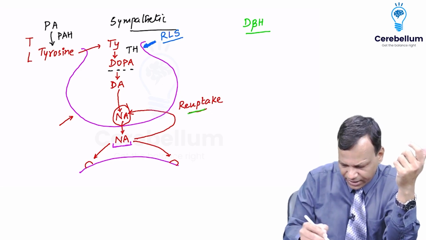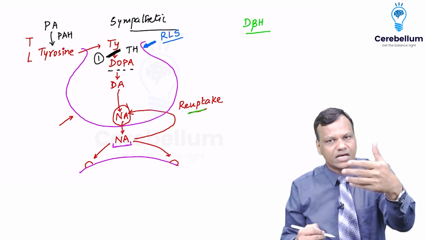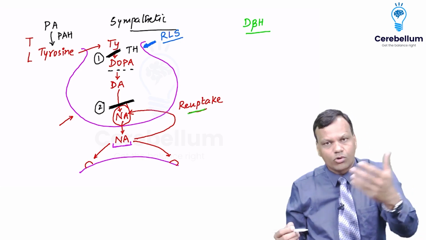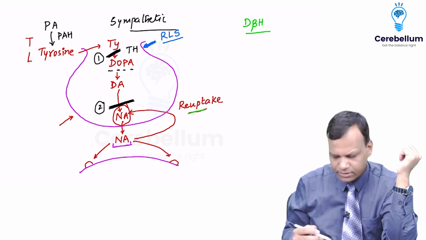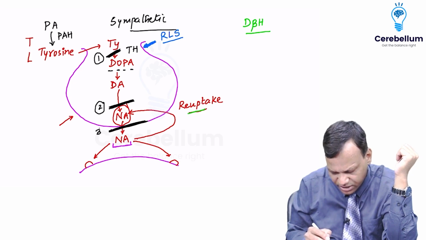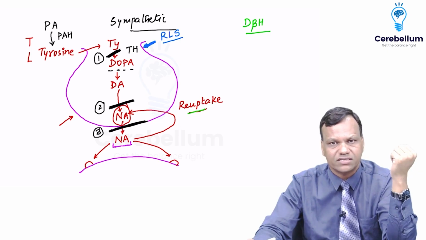Number one, we can inhibit the rate limiting step. So a drug may inhibit the rate limiting step. Here it is tyrosine to dopa. Second, the drug may inhibit entry in the vesicle. If dopamine does not enter the vesicle, it cannot form noradrenaline. And third, we can give a drug which inhibits the exocytosis or release of noradrenaline. So the same 3 drugs, remember, we discussed in the parasympathetic system also.